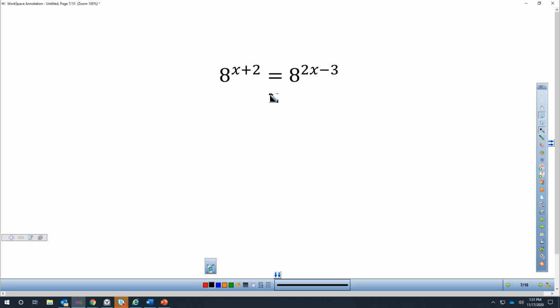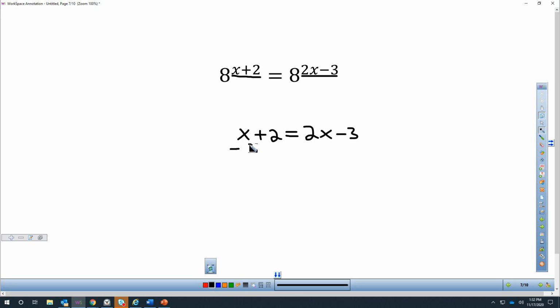Here's another example. We have 8 to the x plus 2 equals 8 to the 2x minus 3. The only way these can be the same is if the x plus 2 and the 2x minus 3 come out to be the same number. So x plus 2 has to equal 2x minus 3. Okay, now I can solve this for x.